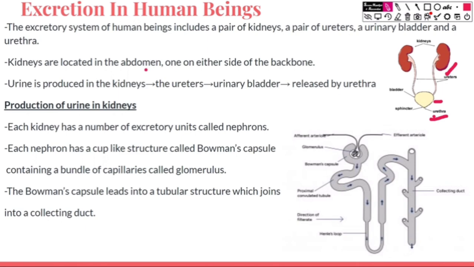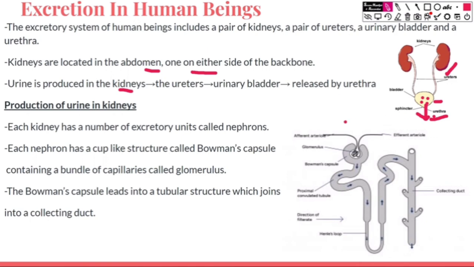Now kidneys are located in the abdomen, one on either side of the backbone. Urine is produced in the kidneys, and then urine which is produced in the kidneys moves through the ureters to this bladder. Then here it is stored. This urinary bladder is a muscular organ, so it can expand when urine is being stored, and it is under our control. That is why we can control the urge to urinate. Then this urine is passed through the urethra out of the body.